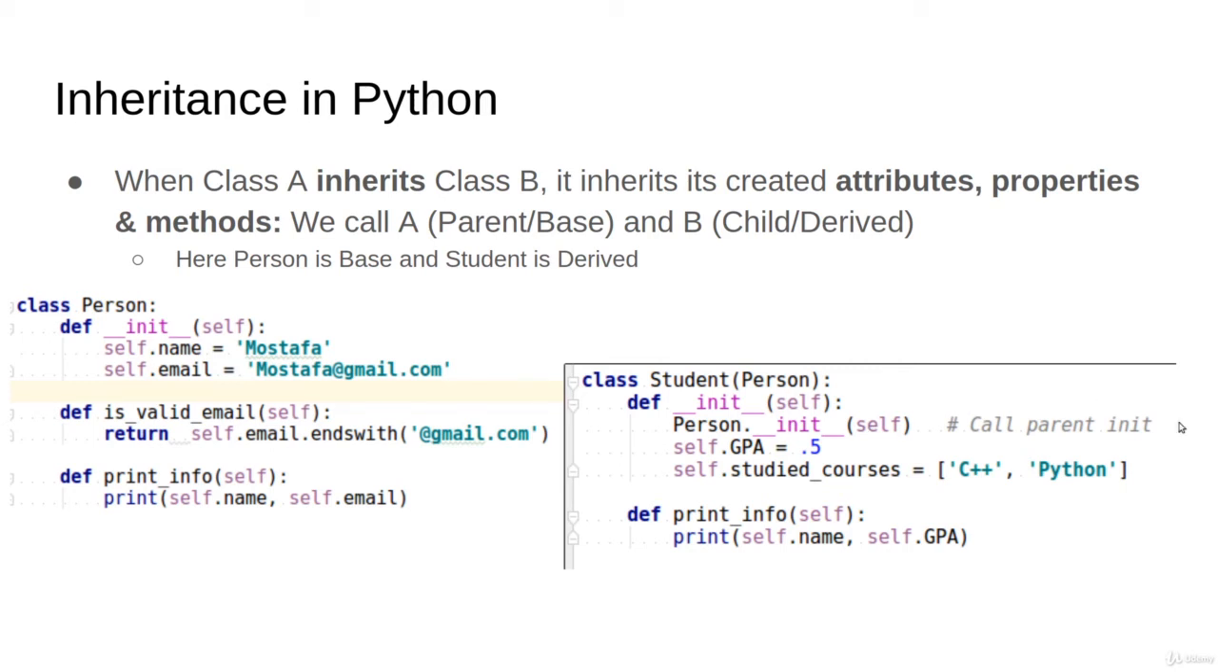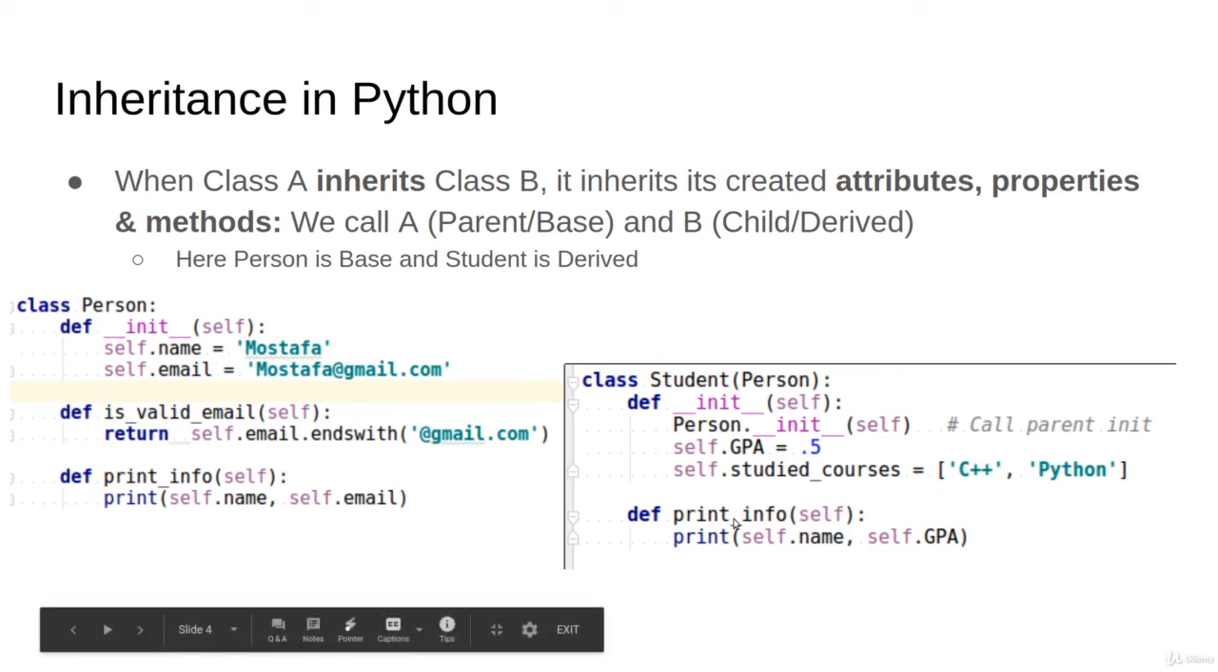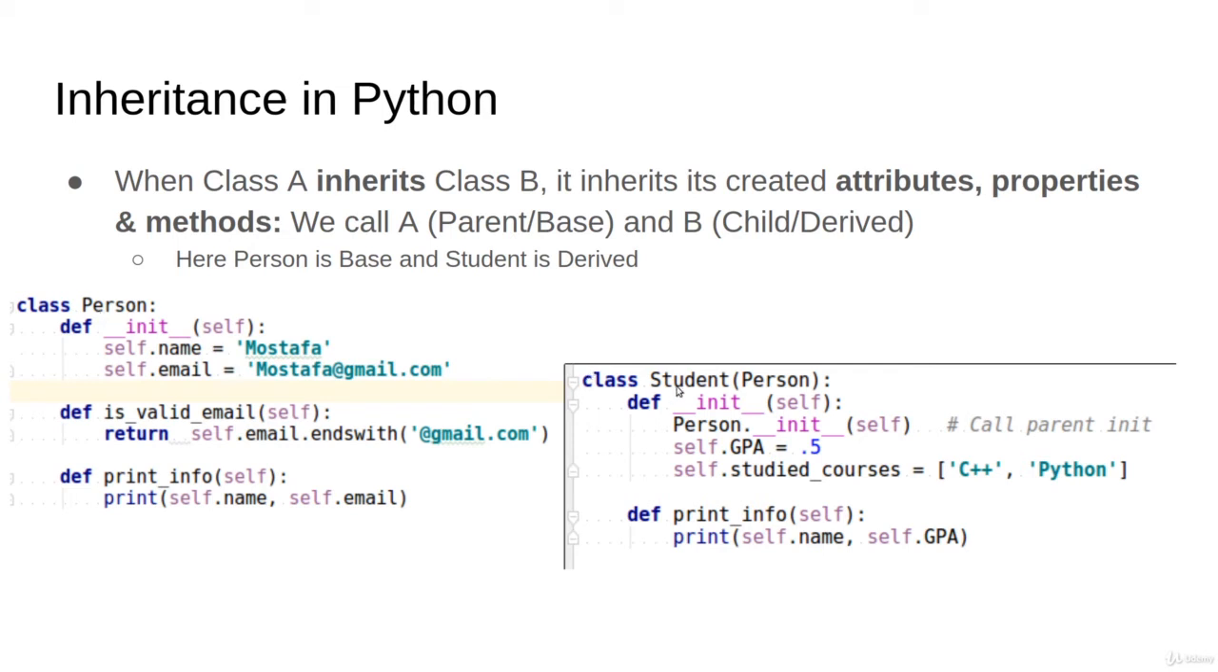We see them. If you read here the print information, it says print self.name and self.gpa. Wait, we don't have a name here. Where is this attribute? This attribute is coming from my parent. We call the person class the parent class, and we call the student class the child class, or we call the person class the base class, and we call the child class the derived class.